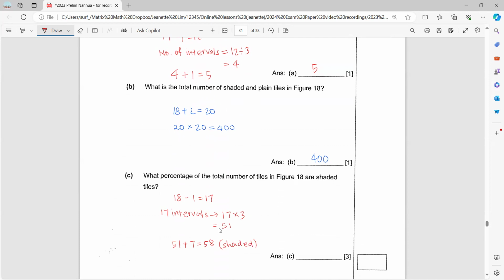So what percentage of the total are shaded? Then we take 58 out of the 400, which we have found in part B. Then times 100%. So we get 14.5%. Okay, so answer 14.5% for the shaded tiles in figure 18.